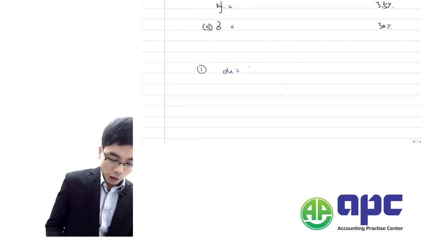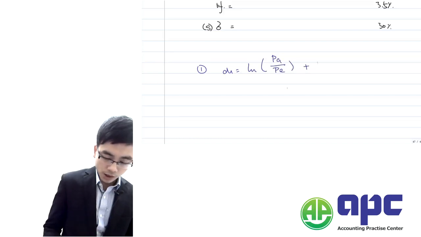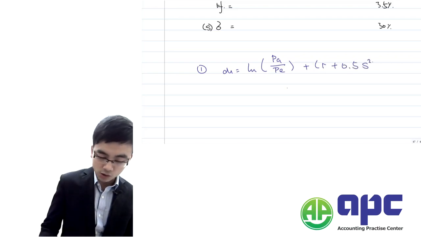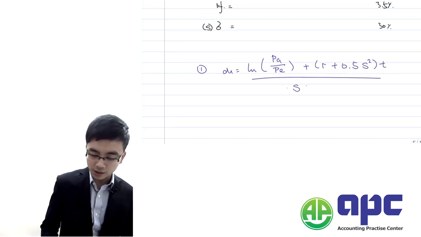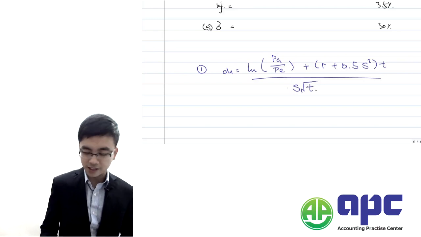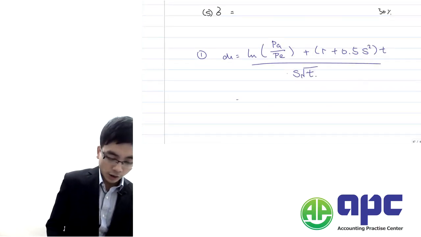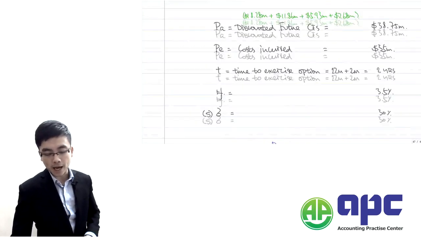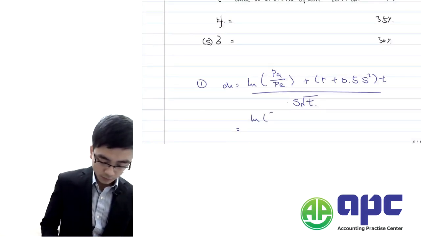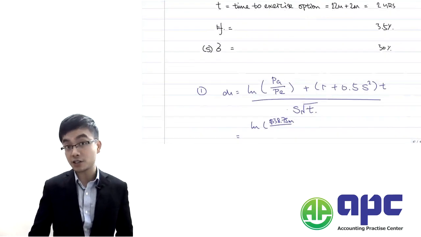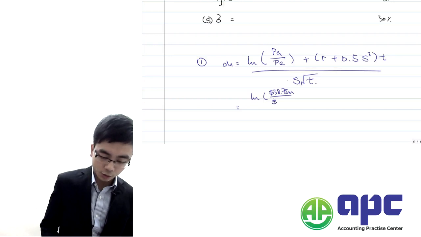So D1 will be log of PA divided by PE, plus the risk-free rate plus 0.5 times the standard deviation squared times T, and divide by the standard deviation times the square root of T. So PA is 38.75. The PE is 35, the cost that we're going to spend on marketing and production of the game.